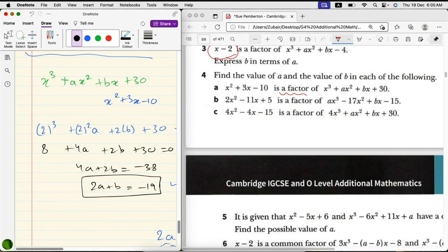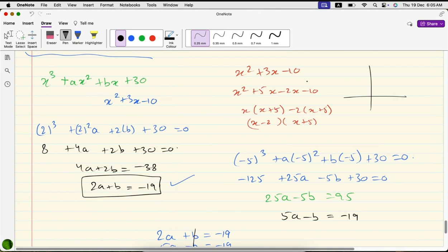x cube plus ax square plus bx plus 30 divided by x square plus 3x minus 10. Right, to the minus 10, I think we get 30. So the factors give x equals 2 and minus 5. 2 cube plus 4a plus 2b plus 30 is equal to 0. That's minus 38 divided by 2 is minus 19. Equation 1.